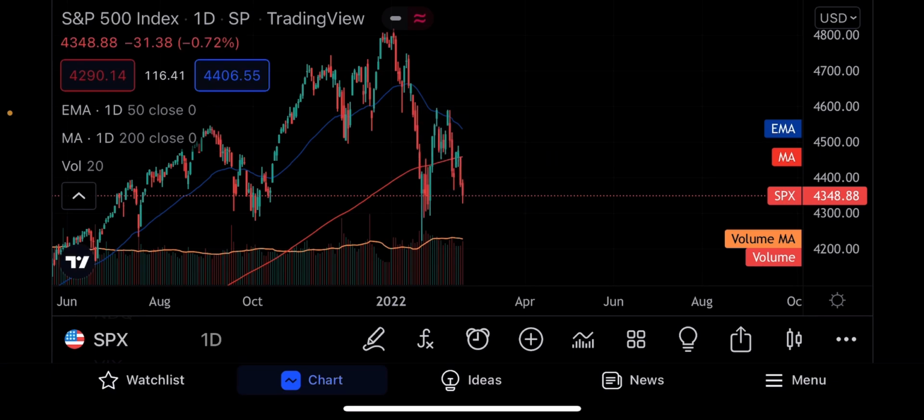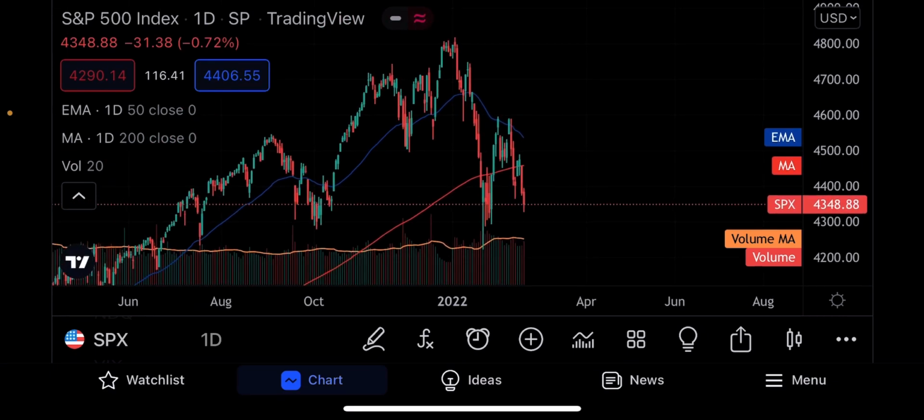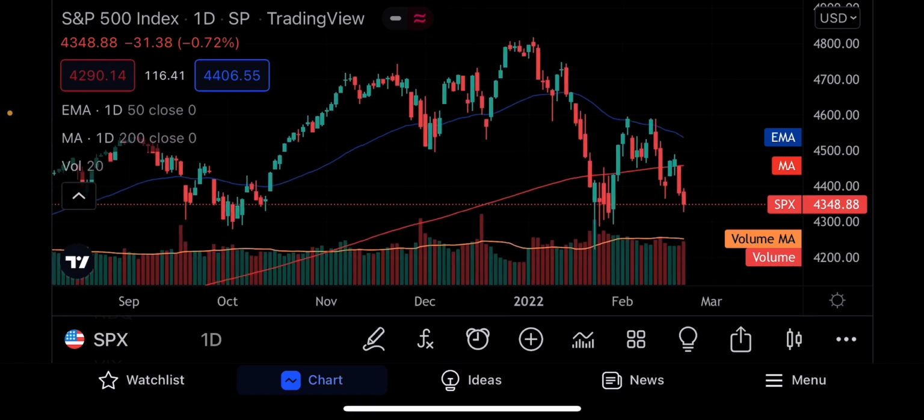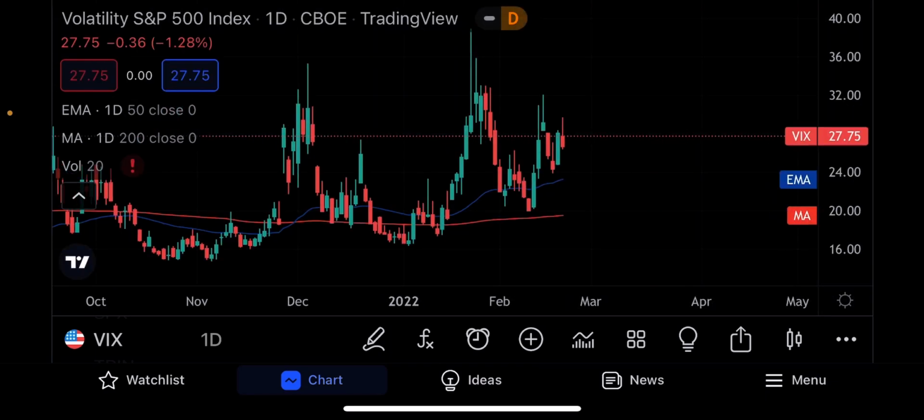The S&P, meanwhile, is saying the same thing. We're seeing the 50 starting to come down, the 200 flattening out. You might even see that same Gartley pattern in here. The volatility index is in between these high and low points.